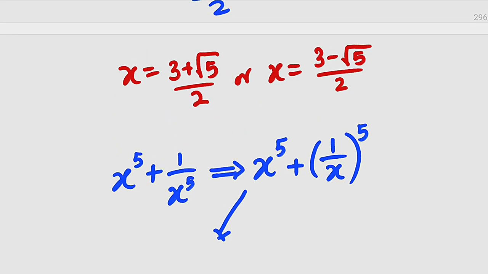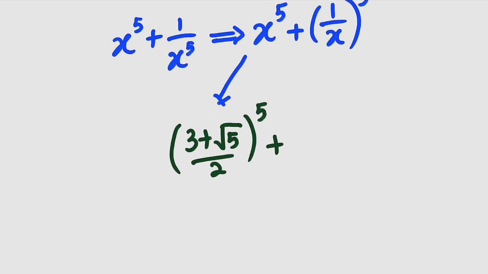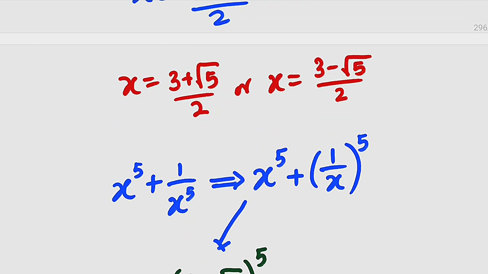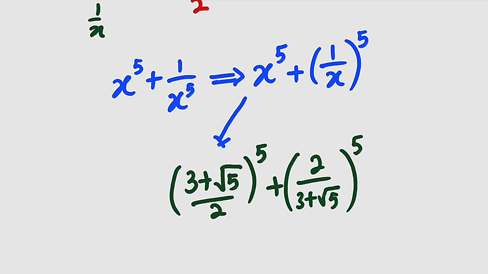Let's start with the positive value. X is 3 plus root 5 divided by 2. We have 3 plus root 5 divided by 2, which is the value of x, all to the power of 5, plus, instead of writing 1 divided by x, which is 1 divided by the whole of this, it is just the reciprocal of this. So we have 2 divided by 3 plus root 5, raised to the power of 5. Remember, we got 123, so we expect to get 123 here as well. The exponent is big, which is a power of 5, hence I'm going to use my calculator.